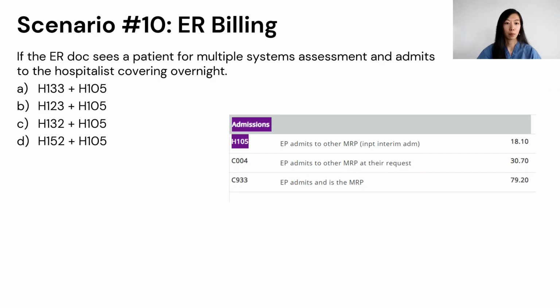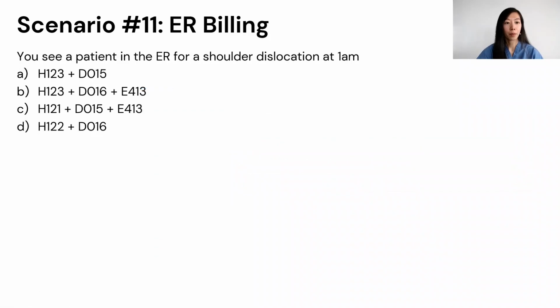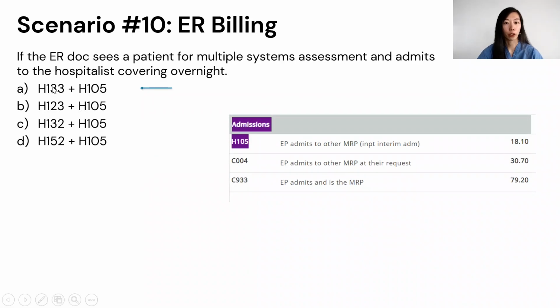Okay, ER billing number 2. Oh, the answer accidentally showed. But if you're an ER doc seeing a patient for multiple systems assessment and you admit to the hospital as covering overnight, what would you bill? So remember, the hospital list admission is at H105, so that's why it's all included in the answer here. And for the H133, that's actually referring to a multiple system assessment. So you might have checked more than one body system.